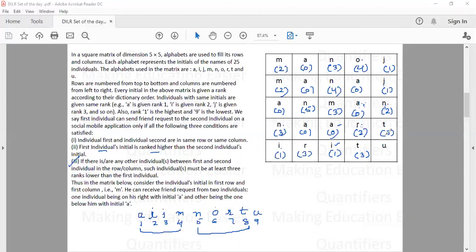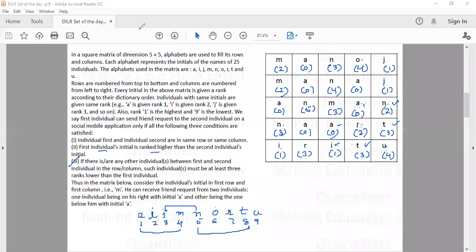This J cannot send the request to U. The reason being there is one person N between J and U, and N is not 3 ranks below J. Right? So this J and this J cannot send the request to U. So only N and T can send the request from this column. Also from this row, this T and this I can send the request. Right? Since I and T have a difference of more than 3 in their ranks. So that means this U will get the request from 4 people.